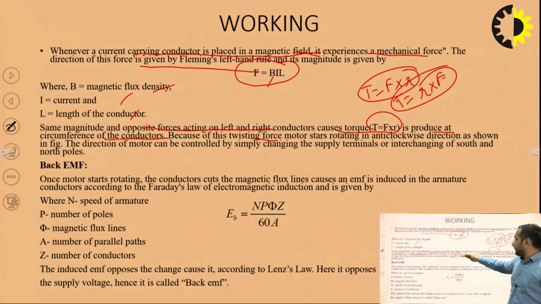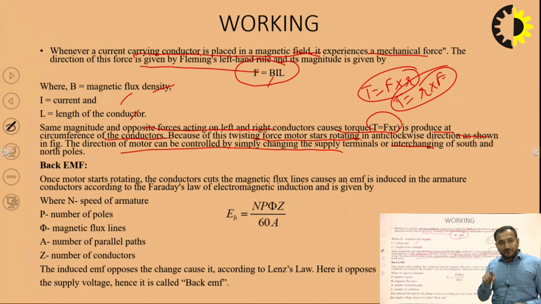Because of this twisting force, the motor starts rotating in anti-clockwise direction, and the direction of the motor can be controlled by simply changing the supply terminals. As we change the supply terminals, the direction changes and the commutator will keep on rotating.